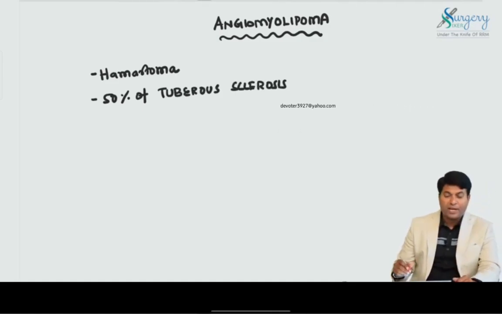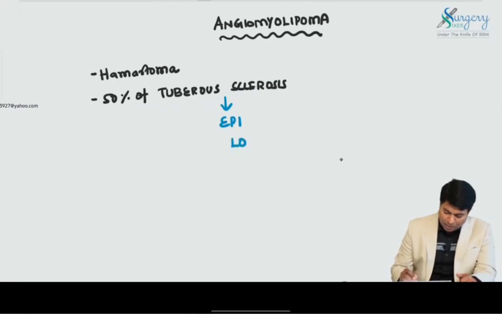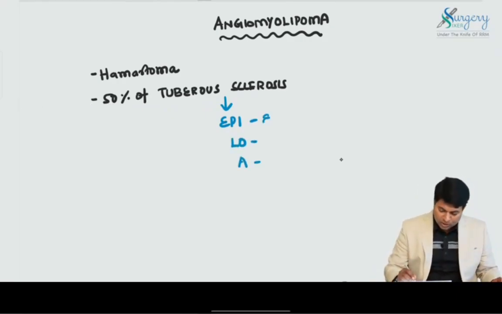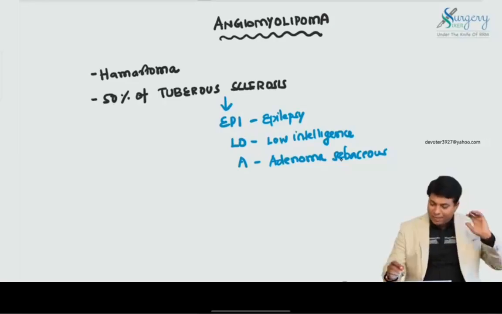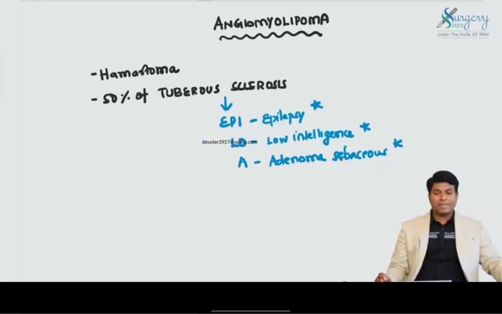Those guys in medicine you will be reading, no? Tuberous sclerosis, the features are remembered by the mnemonic EPILOIA. Epiloia is a mnemonic for tuberous sclerosis. We will have epilepsy, low intelligence, and adenoma sebaceum. So tuberous sclerosis patients will have epilepsy, low intelligence, and adenoma sebaceum.